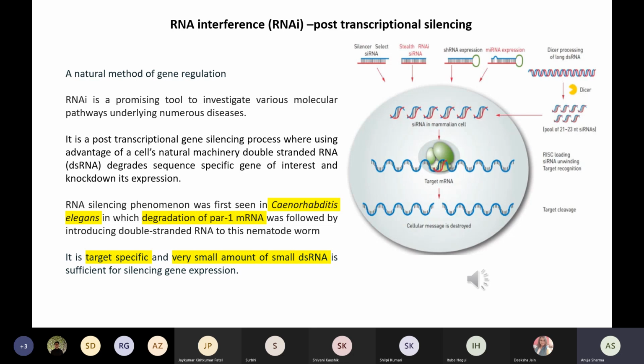RNA silencing was first seen in C. elegans, where the par-1 mRNA was degraded following the introduction of double-stranded RNA into the nematode worm. RNA silencing is very specific, and a very small amount of double-stranded RNA is sufficient for silencing gene expression.